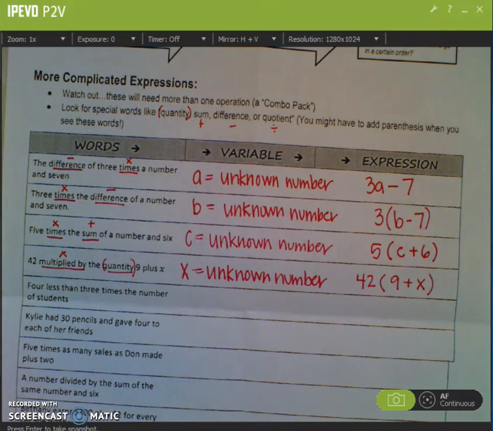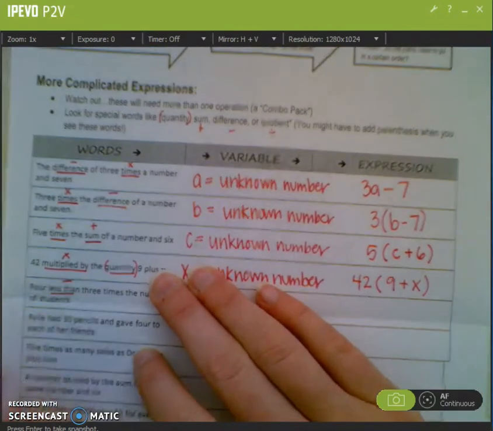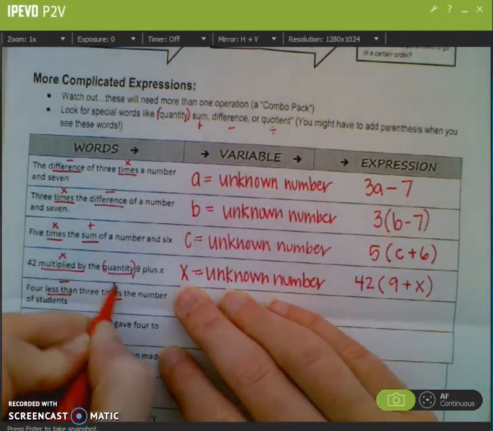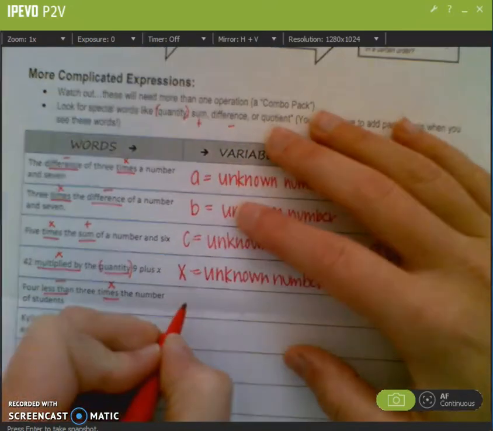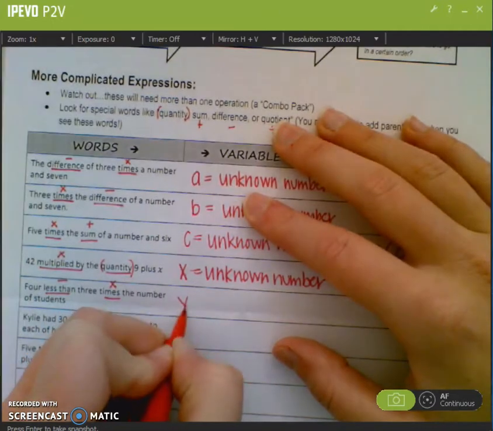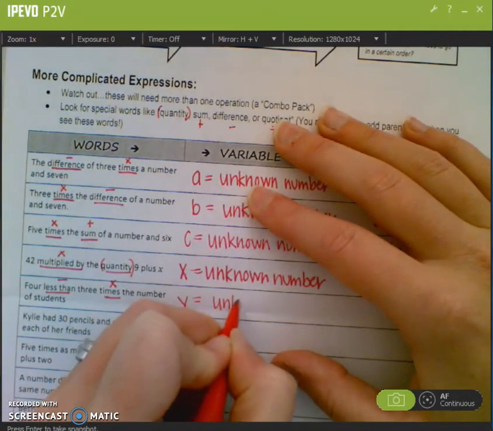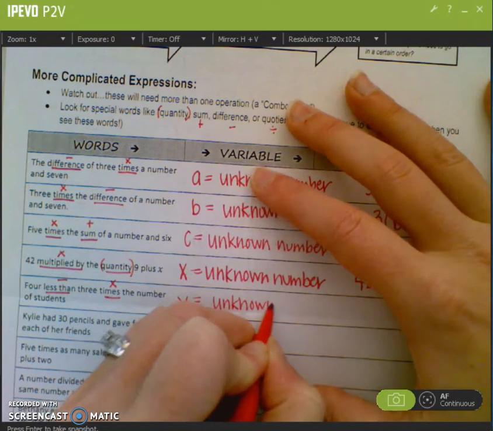Let's do one more before I release you to try a couple on your own. 4 less than 3 times the number of students? Well, less than means subtract. Times means multiply. So I'm going to make my unknown here y. Y equals my unknown number.